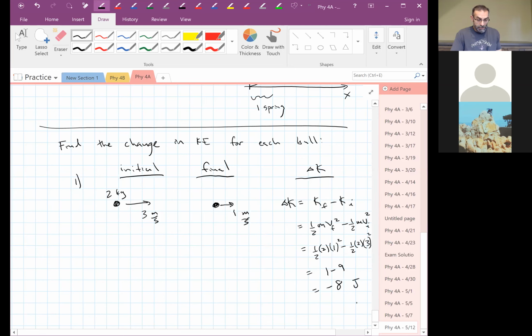Okay, -8 joules. So it lost energy, right? It was moving faster at the beginning than it was at the end. So it had more kinetic energy at the beginning than it had at the end. It lost kinetic energy. Its change in kinetic energy was negative. It ended up with less. All right, let's do the next one.